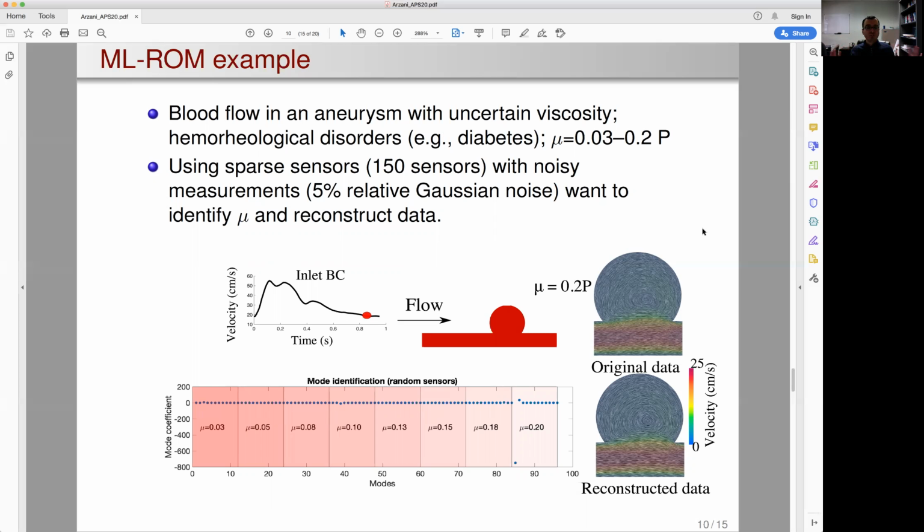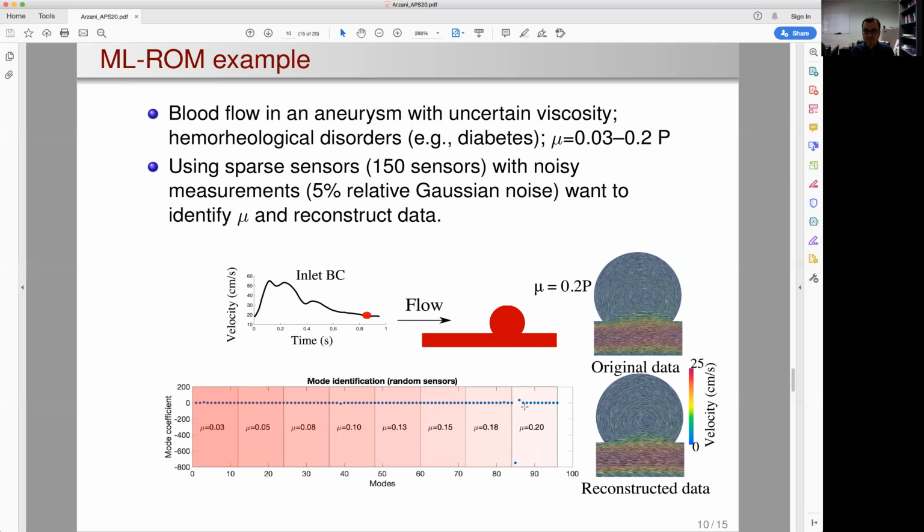So what we do is that we build our library and we apply the algorithm that I talked about. And if you look at the results, we consider here a range of viscosity values for our POD modes, and the ground truth here is mu equals 0.2. And you can see that the modes associated with viscosity equals 0.2 are the modes that are actually becoming active. So you can see that the algorithm is correctly identifying the correct ground truth viscosity value.